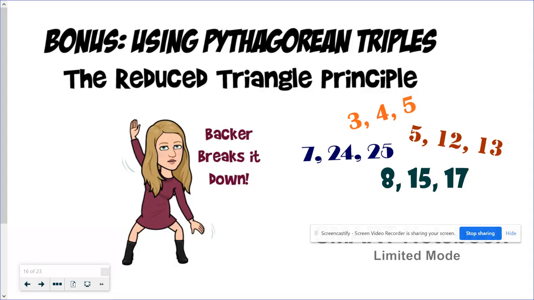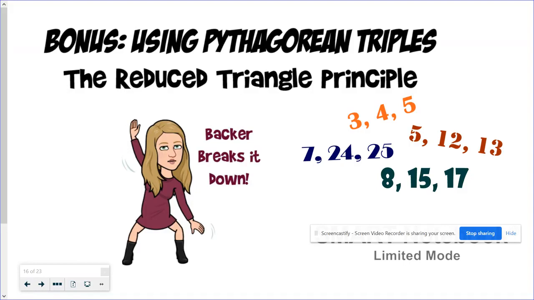I can use Pythagorean triples? What I have here on the screen are the four most common ones: 3, 4, 5; 5, 12, 13; 7, 24, 25; and 8, 15, 17. So I'm going to talk to you about something called the reduced triangle principle.